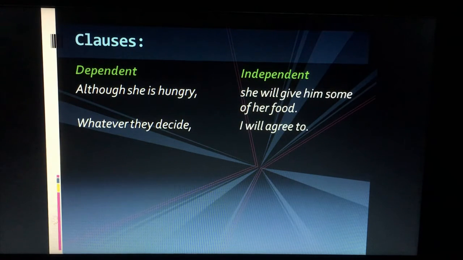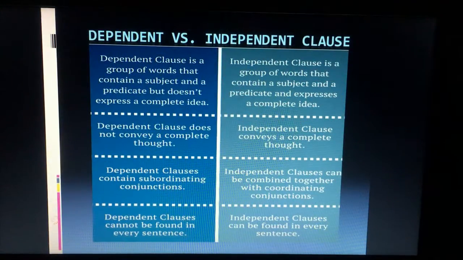See another example. Whatever they decide, I will agree to. As you can see, if you want to identify dependent and independent clauses easily, look at the words although and whatever on the dependent side, and the independent side gives the full meaning of the sentence. The independent clause, which I showed you in the difference between phrase and clause, can stand alone. So as you can see, she will give him some of her food, and I will agree to, can stand alone. But on the other hand, dependent clauses cannot stand alone. So this is that.